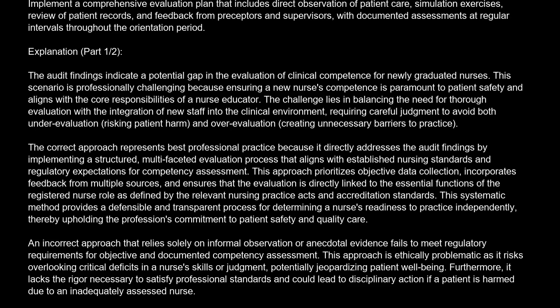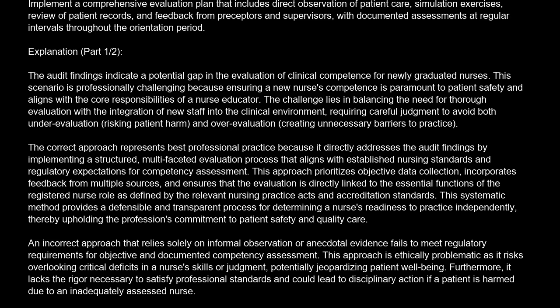Explanation. The audit findings indicate a potential gap in the evaluation of clinical competence for newly graduated nurses. This scenario is professionally challenging because ensuring a new nurse's competence is paramount to patient safety and aligns with the core responsibilities of a nurse educator.